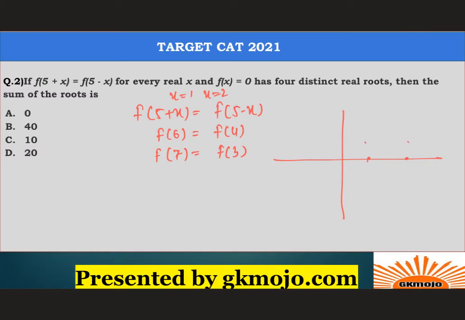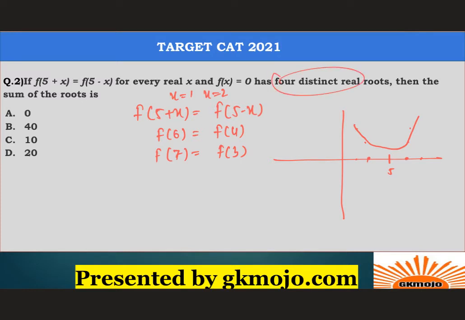Now if it's 7, it would be 3, right? Again like this, and this would be your 5, right? So the graph would somehow be like this, right? So it is symmetrical about 5, right? And what it says is it has 4 distinct roots.